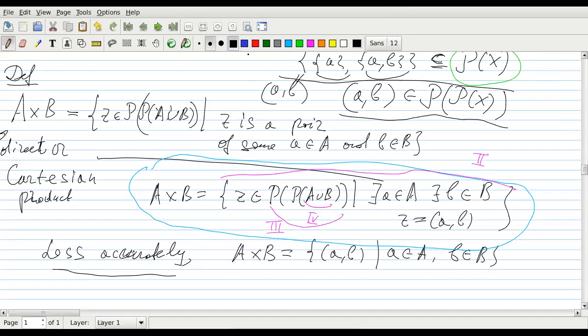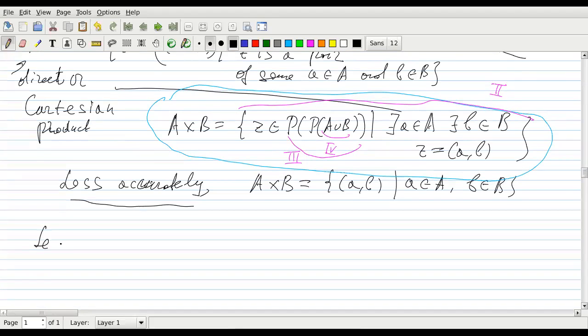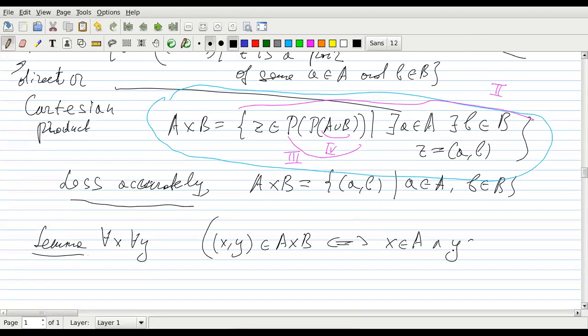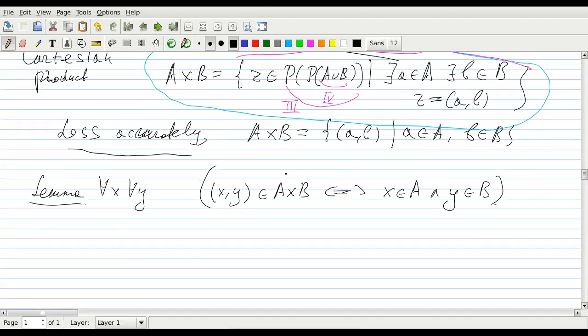Okay. And the main fact about this set is as follows. It might seem very easy, and it is very easy, but it is still important and not that obvious. For every x and y, the pair of x and y belongs to this product if and only if x belongs to A and y belongs to B. Why is it so? Okay, let's prove it.